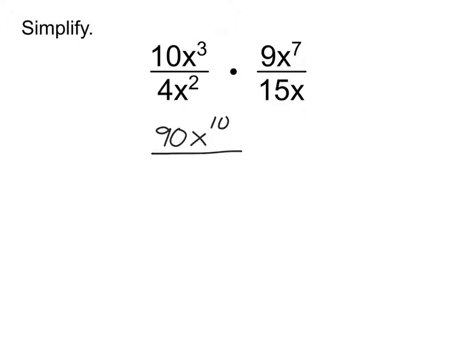Over. Now I'm doing 4x squared times 15x. So 4 times 15 is 60. x squared times x is going to be x to the power of what? 3. Yes, 3. Because we need to remember that the x is actually an x to the power of 1.